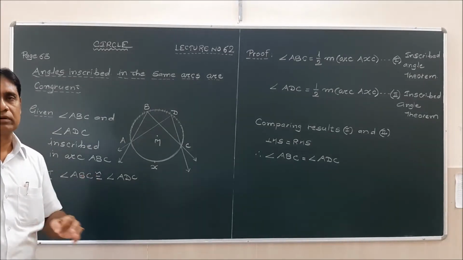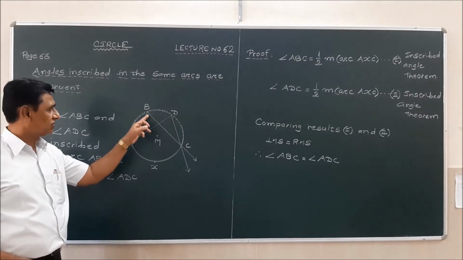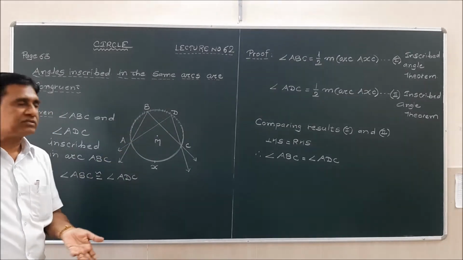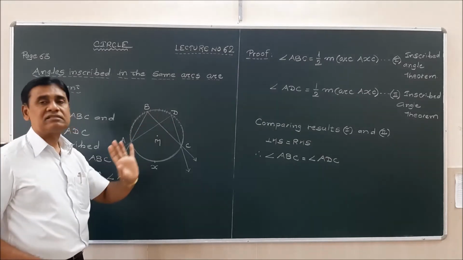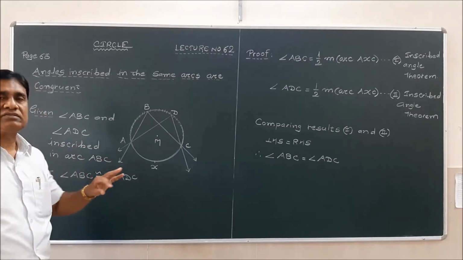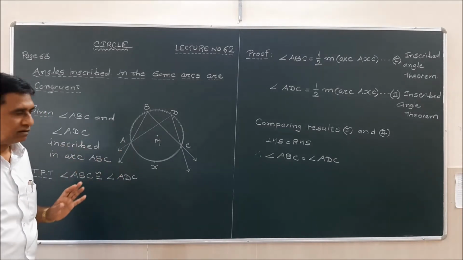And a very important thing: the vertex of the angles lies on a circle. These two are very important points: the vertex of the angles lies on the circle, and the second point is that this arc acts as a cover. If you remember these two things, then the rest of the part is very easy to understand. Okay, let's see now.